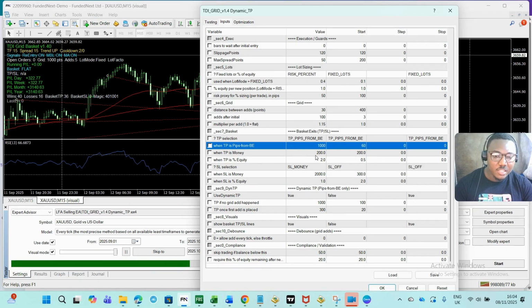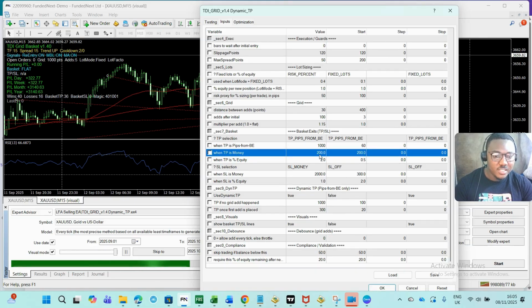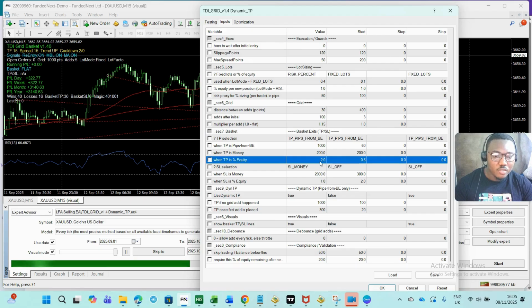So TP money will get you out when your profit is $200, and when TP is a percentage of equity, it will only take you out when you have 2% of your equity. Okay, so this really keeps you in check, depending on what your objective is, really.